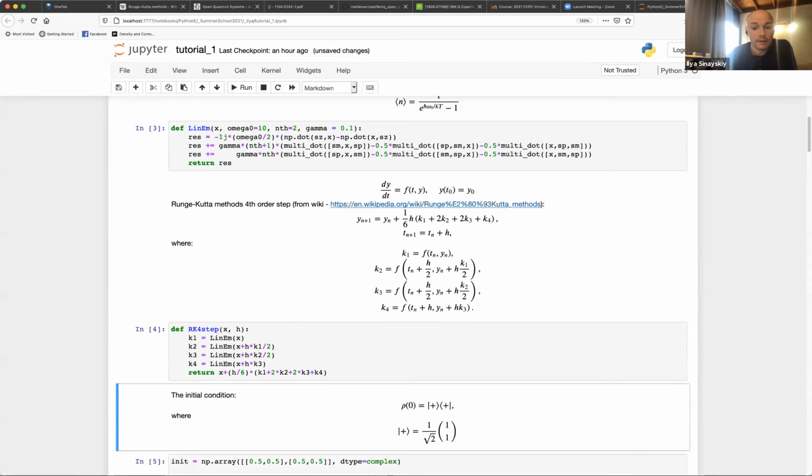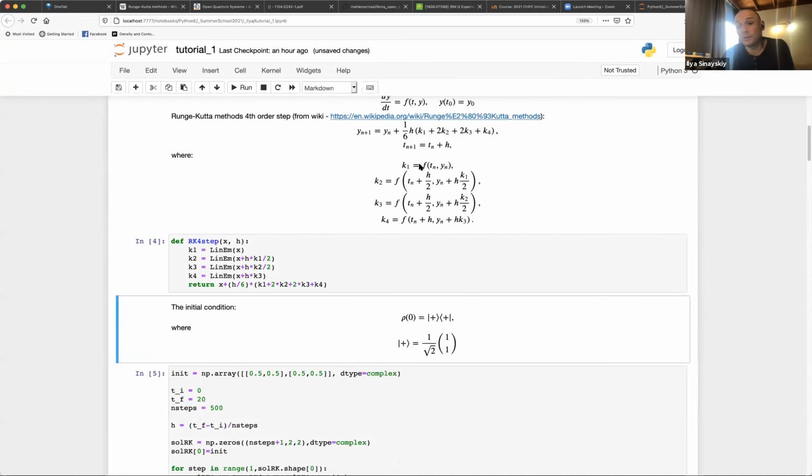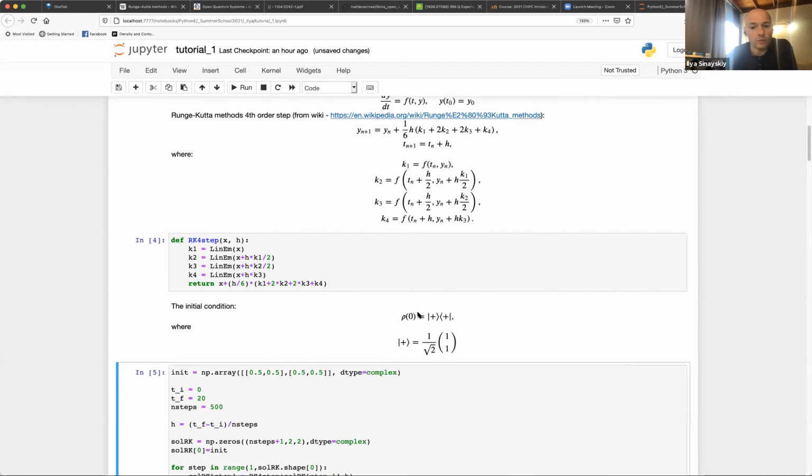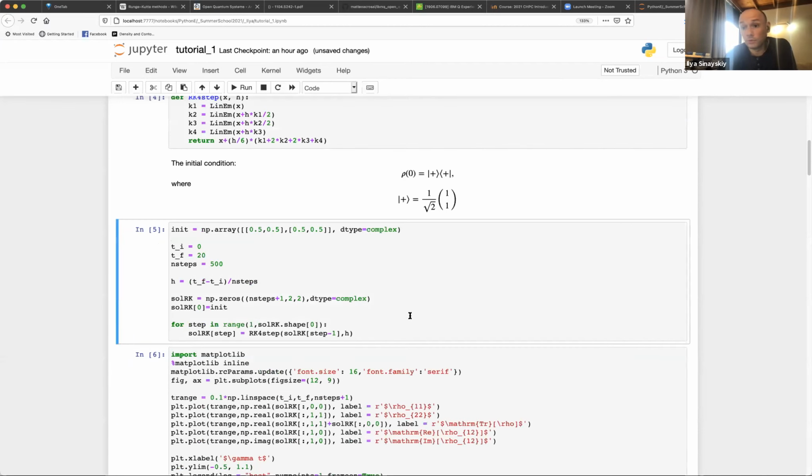Okay, so now we need to choose some initial condition. Without particular serious reason, I just choose a pure state, the plus state, which is the eigenvector of sigma x, and it's looking like this. And now what we want to do is the Runge-Kutta iteration.